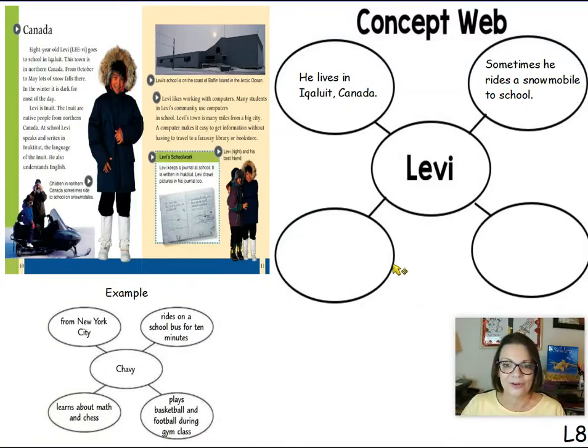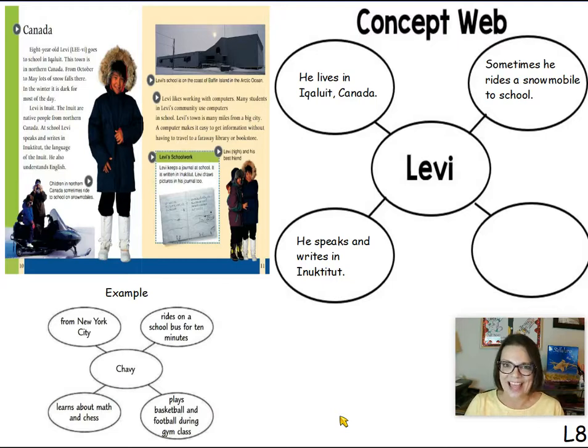In that bottom circle, I might want to write about something that he does different in his school than we do. And I remember that Levi speaks in a different language than we do. Do you remember that, boys and girls? Absolutely. In our text, it says Levi speaks and writes in Inuktitut. So I might write in that circle that he speaks and writes in Inuktitut. So this would be a great place to pause the video to write that down.